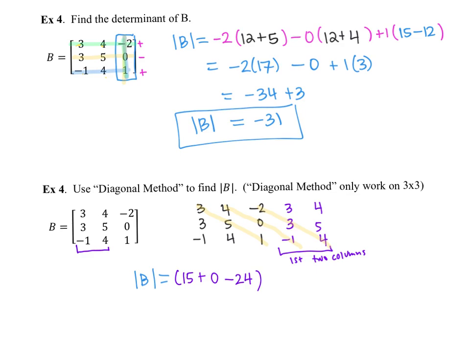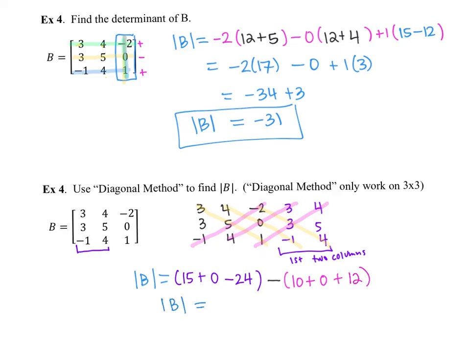Now I'm going to do the diagonals in the opposite direction. I'm going to subtract. Okay, so I'm going to start on the bottom left. If I multiply these, negative 1 times 5 times negative 2 is positive 10. Plus, I'm going to go to the next diagonal. 4 times 0 times 3, 0. 1 times 3 times 4, 12. This is how you would show the work, and this should result in the same answer as the cofactor method.